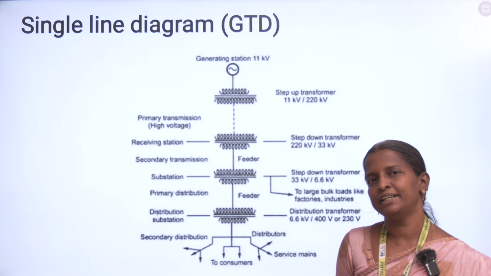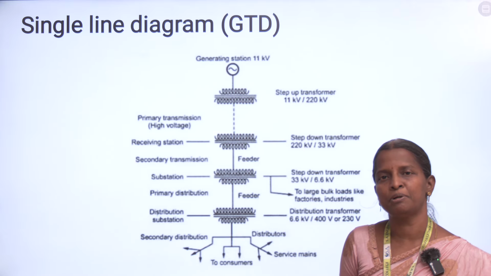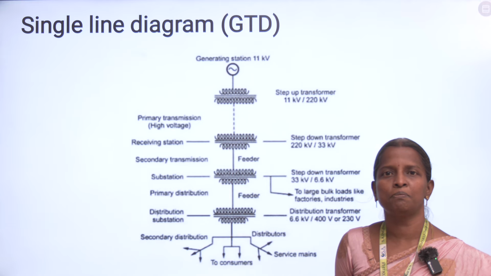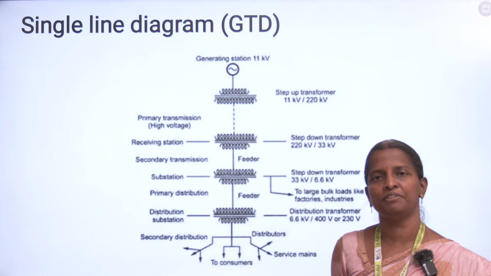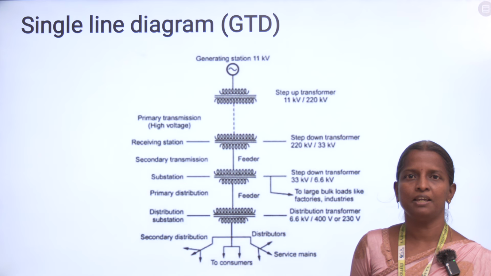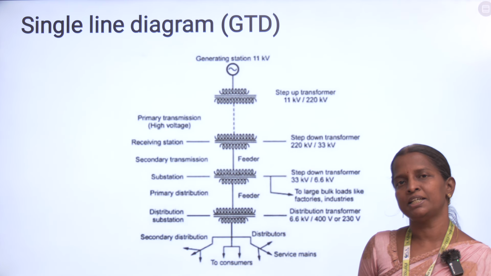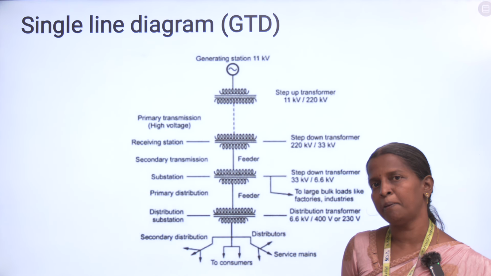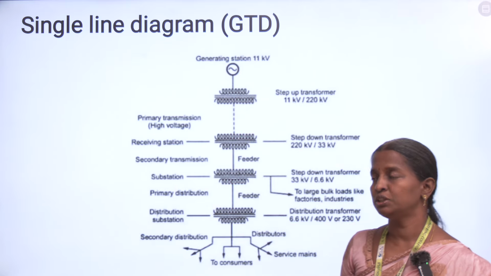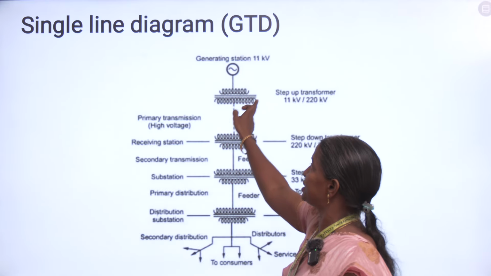For this generating station, for example, we can take the thermal power station in ETPS or the nuclear power station in Kalpakkam. Like that we have hydel power plants, wind power plants, all of them. In the power stations they mostly generate 11 kV. After that, in the generating station itself, it will be stepped up to 220 kilovolt. So this portion will be in the generating station.